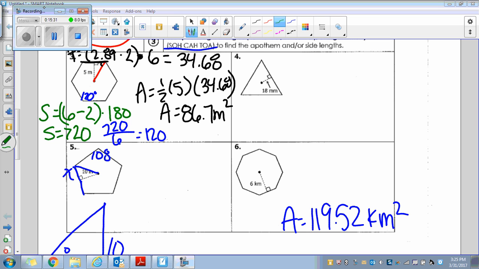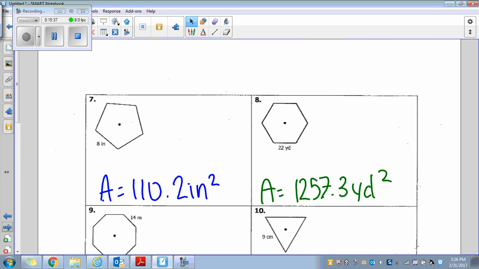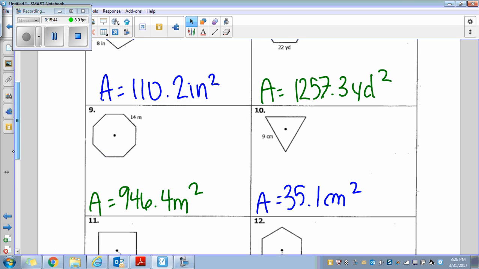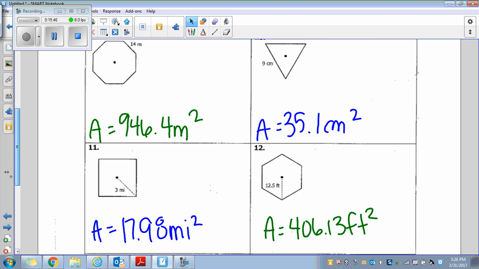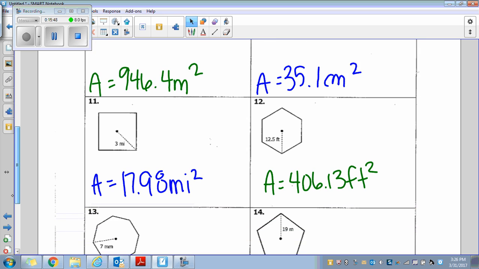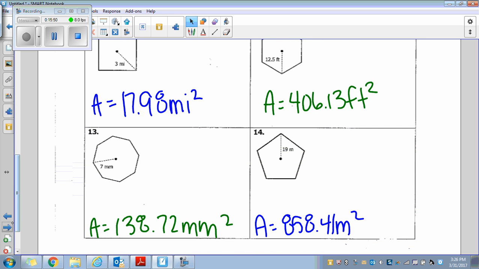So here's the answer for number 6. Flip to the back. The answer for number 7 and 8, 9, 10, 11, and 12, and the answer for 13 and 14. So come in with any questions next class, and we'll talk about it.